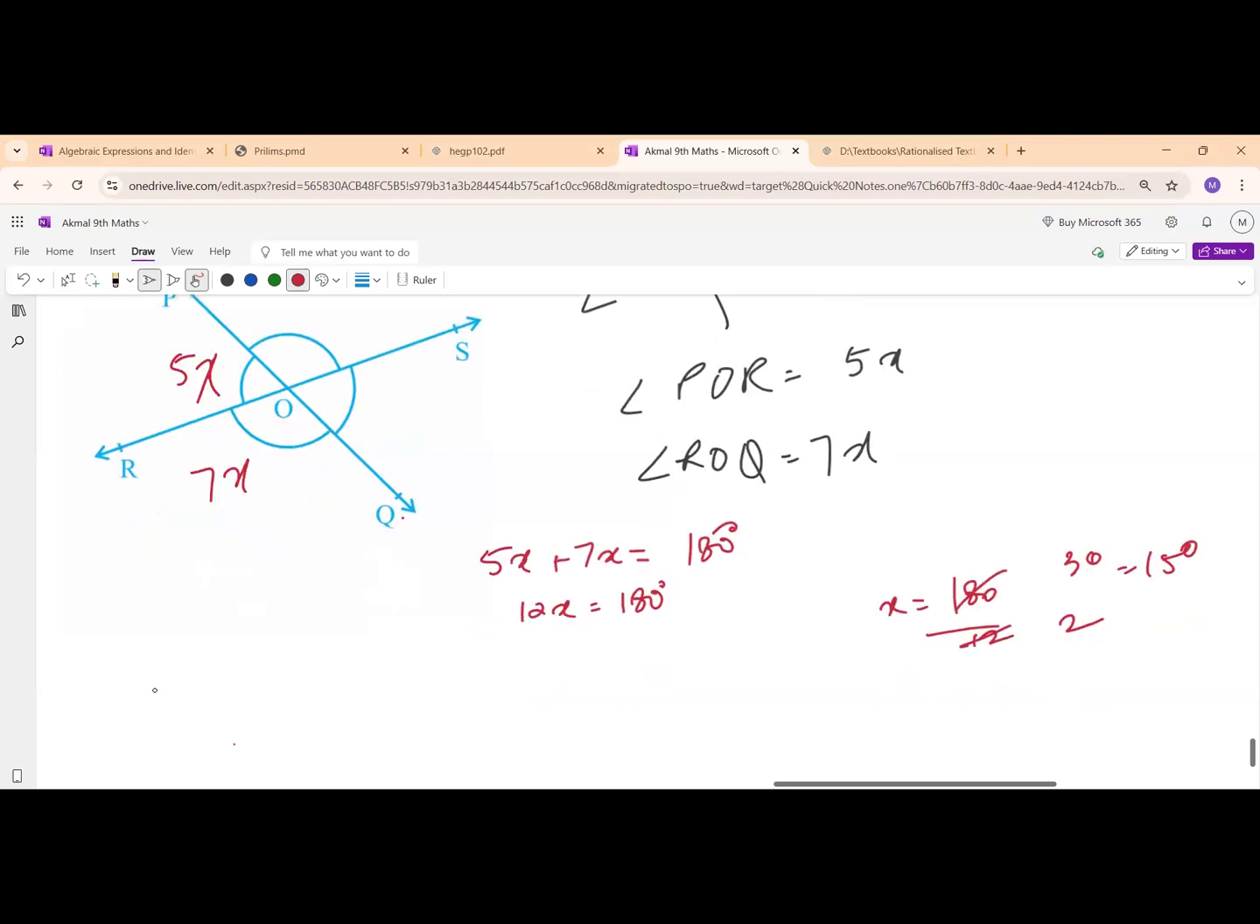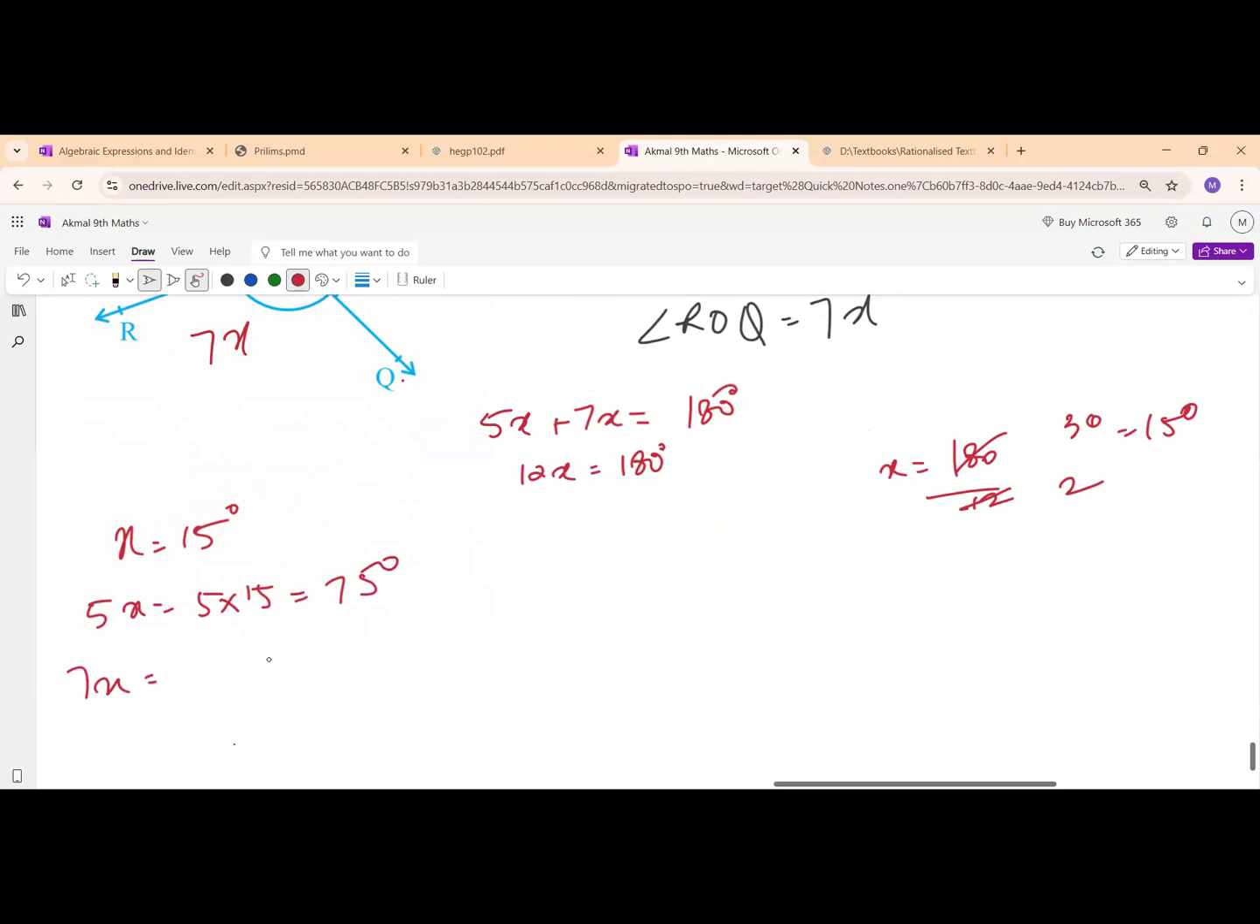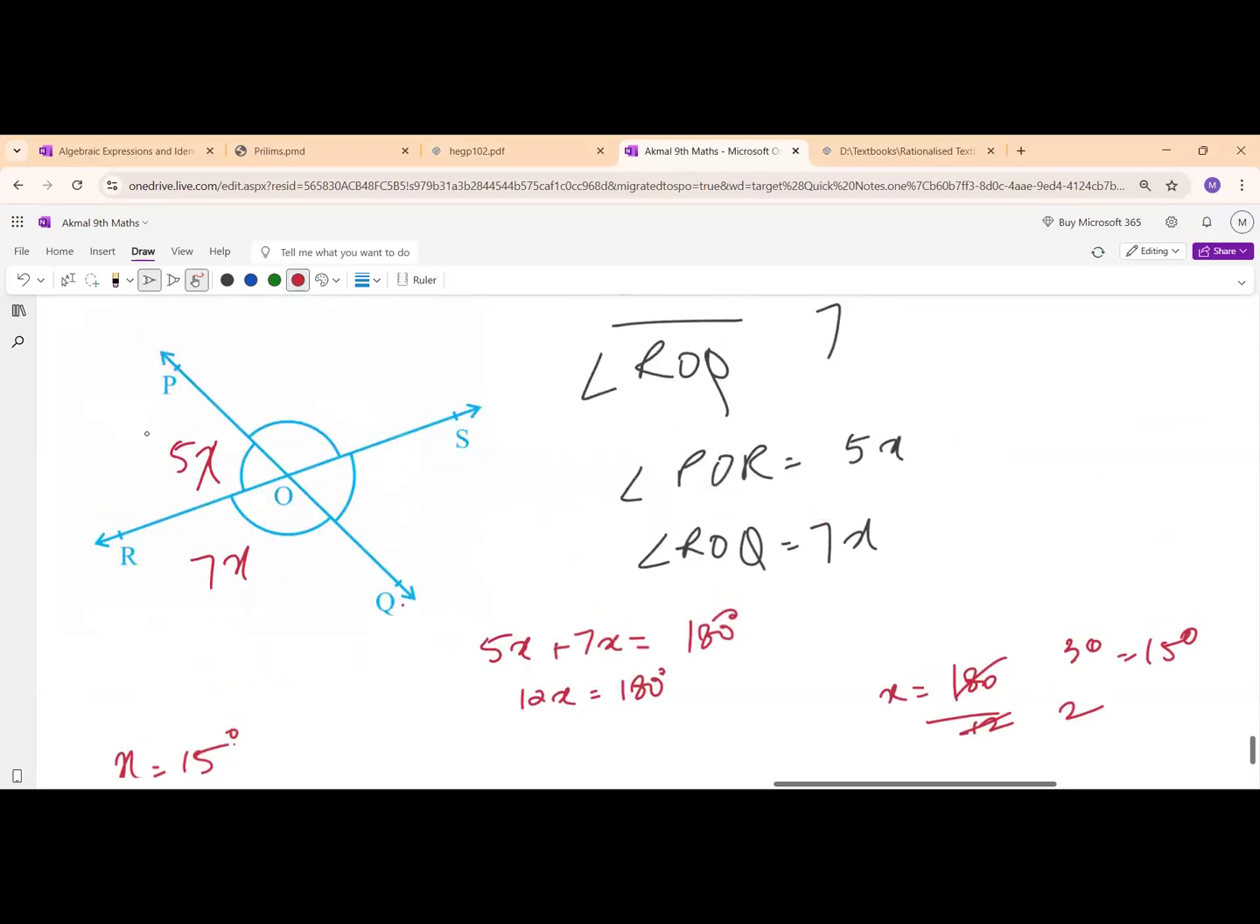If x is 15, then 5x would be 5 into 15, that is 75 degrees. And 7x would be 7 into 15. Okay, that is 105 degrees. So this is 75 degrees and this is 105 degrees. This is clear?